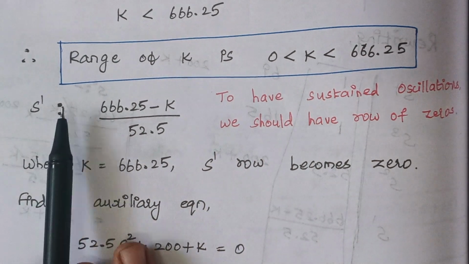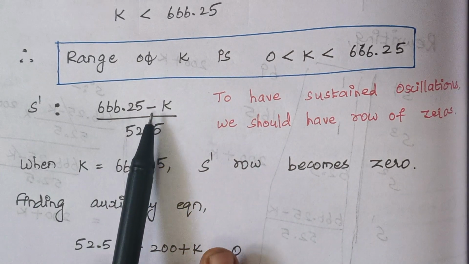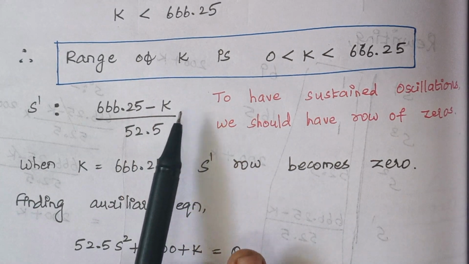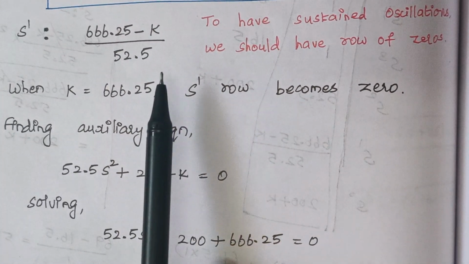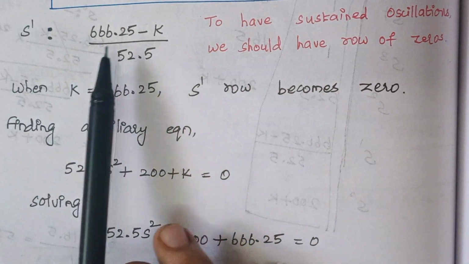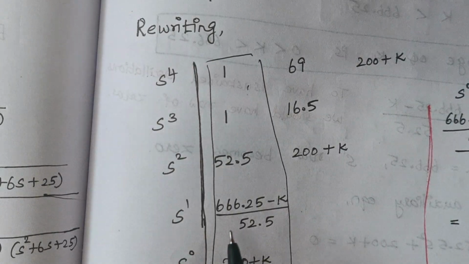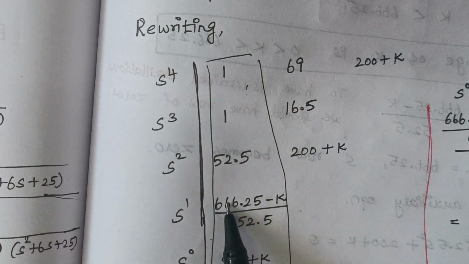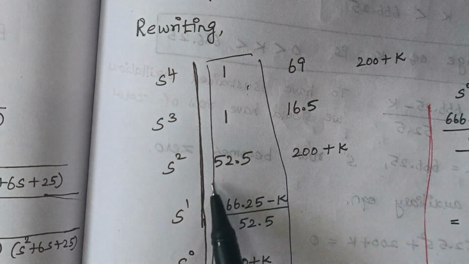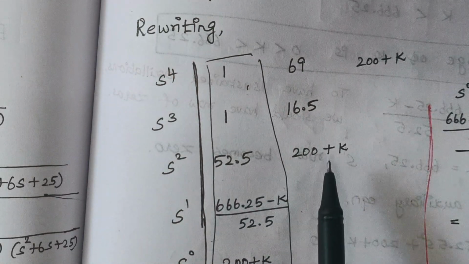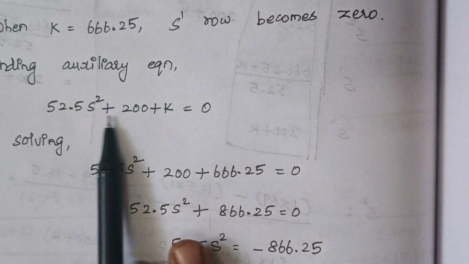So to make the s to the power 1 row 0, here I have to substitute 666.25, right? That's it. 666.25 minus 666.25 will give you 0. So next we are going for the auxiliary equation. The auxiliary equation is from the s to the power 2 row, that is the row which is previous to the row of zeros. Now we have made the s to the power 1 row as 0. So what will be the auxiliary equation? This row gives you the auxiliary equation. So how to write? 52.5 s square plus 200 plus k is equal to 0.